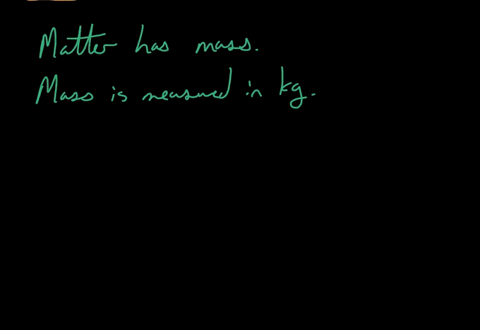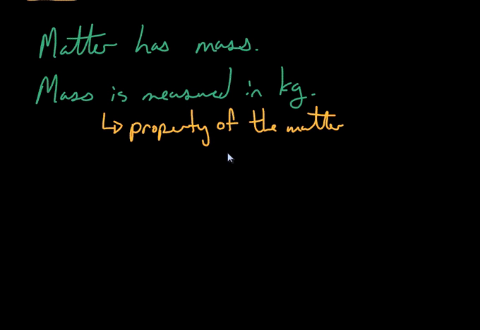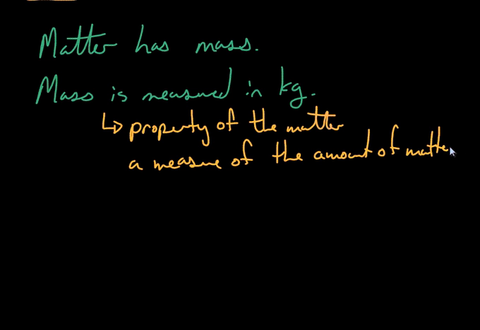So we need to make a distinction between mass and weight. Mass is like a property of the matter. It is basically a measure of how much matter there is. It sounds a little weird, but there's a couple of ways of sorting this out, and I think we talked about it a little bit yesterday.